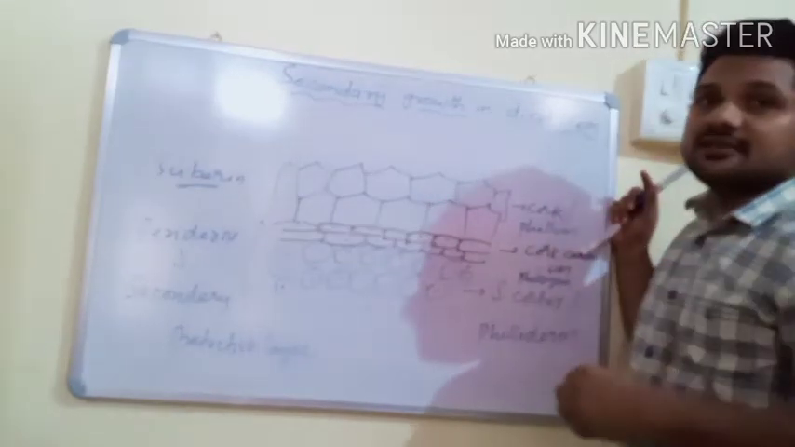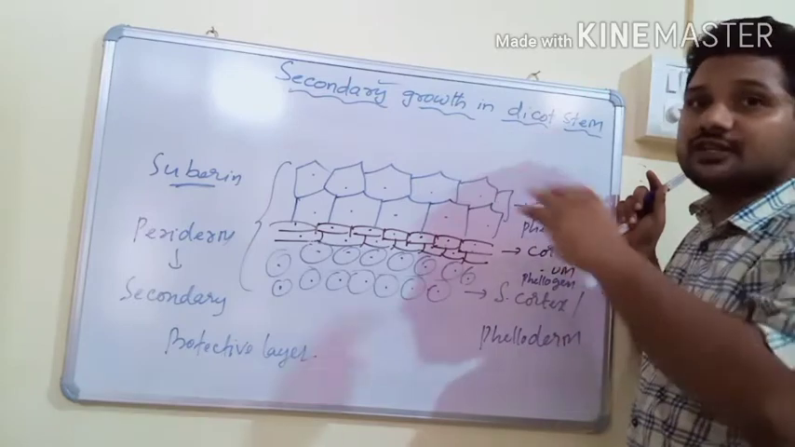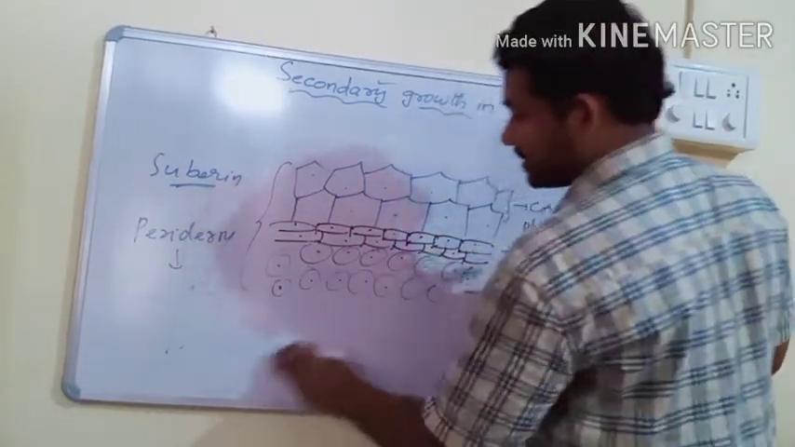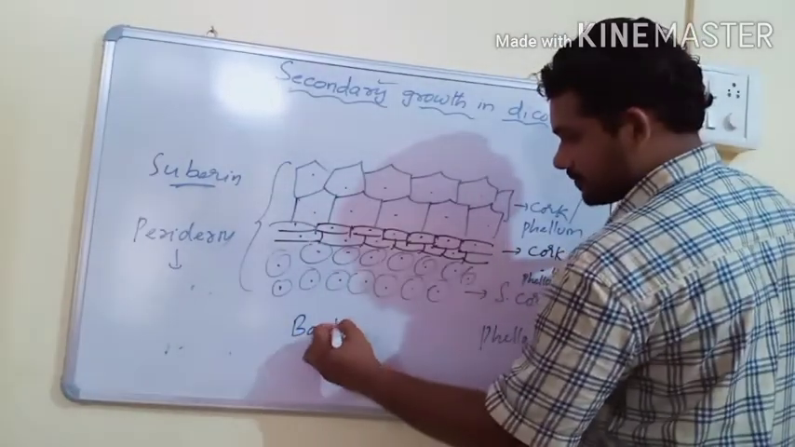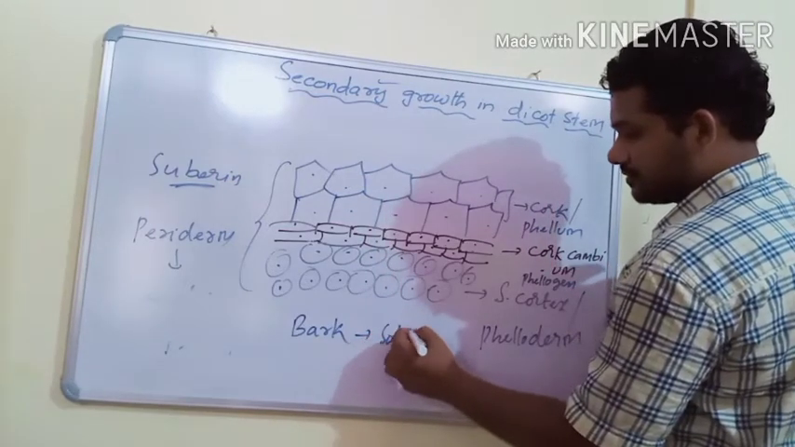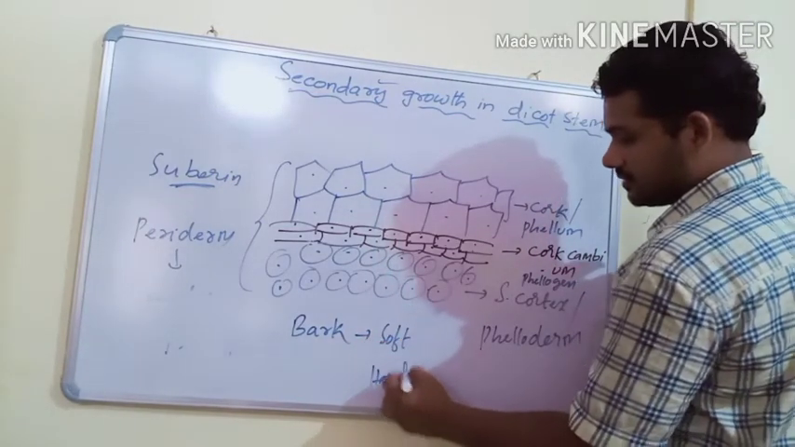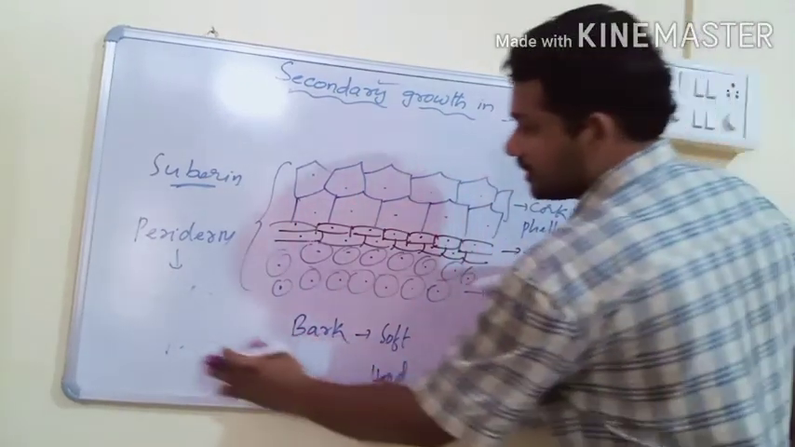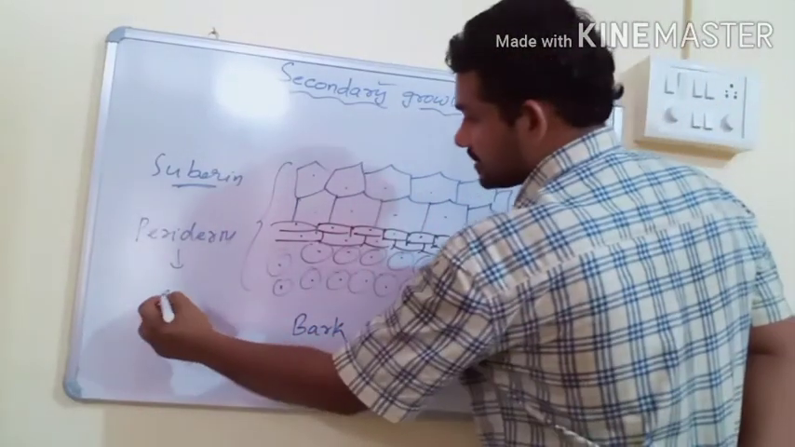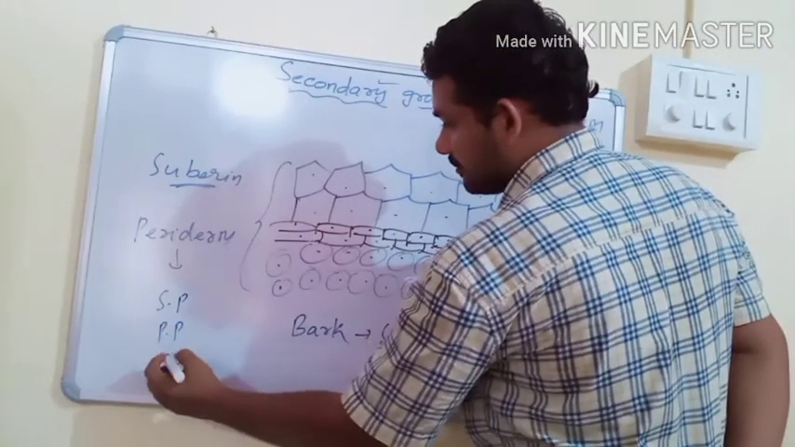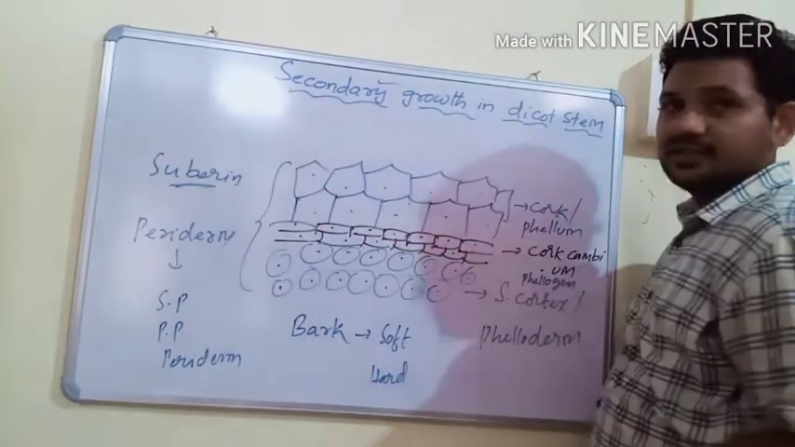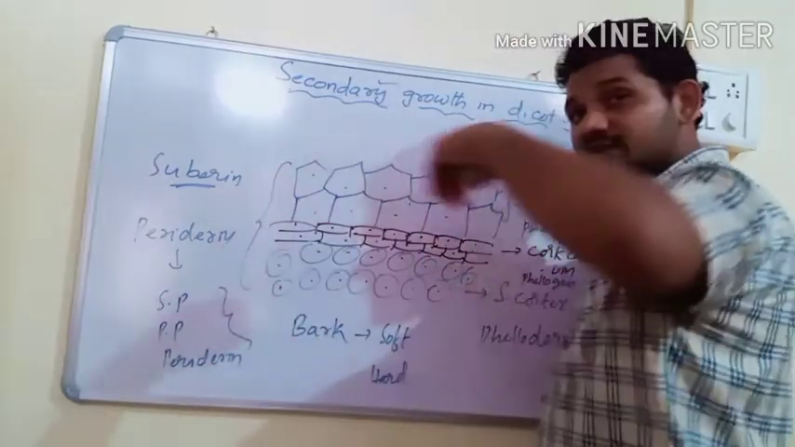All the outer dead cells outside the vascular cambium are called bark. So bark is of two types, soft bark and hard bark. What are the tissues which are under bark? Secondary phloem, primary phloem, periderm. So all these tissues are present outside the vascular cambium.